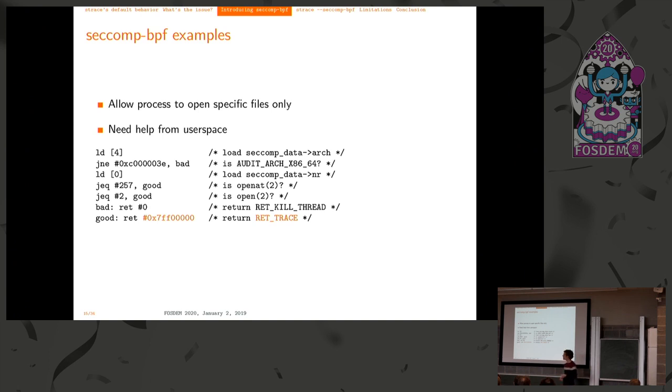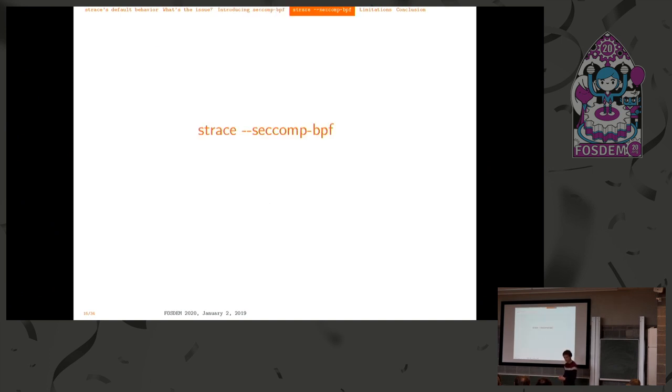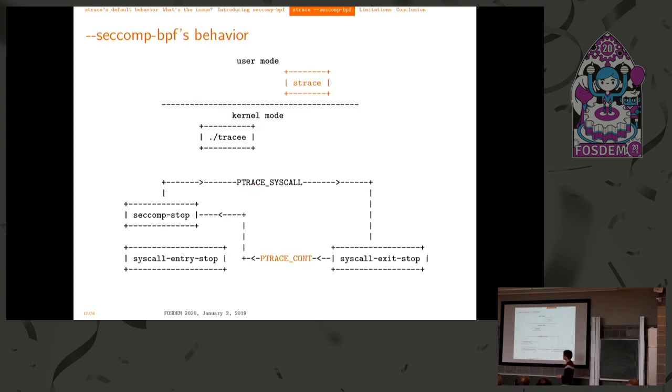And in this case, seccomp is going to call into ptrace to stop your tracee, your process, and it's going to give control to a ptracer in user space. So in our case, it might be strace. Okay, so strace with seccomp-bpf. So the behavior changes a little.